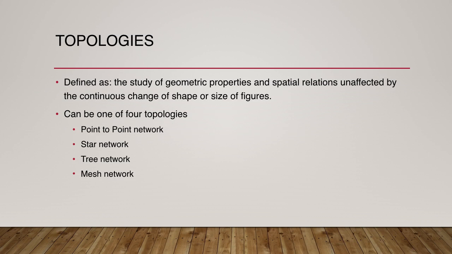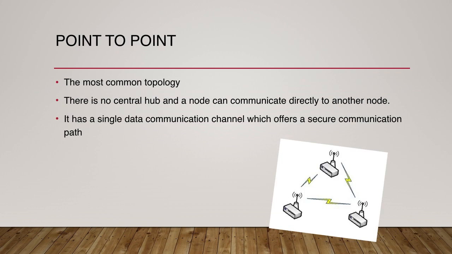So a little bit about topology: it is defined as the study of geometric properties and spatial relations unaffected by the continuous change of shape or size of figures. So the four types of topologies are point-to-point network, star network, tree network, and mesh network. A little bit about point-to-point. I'm going to explain all four of these.